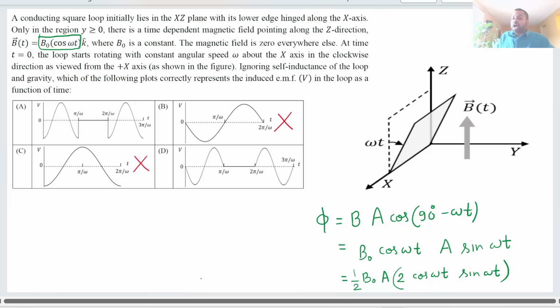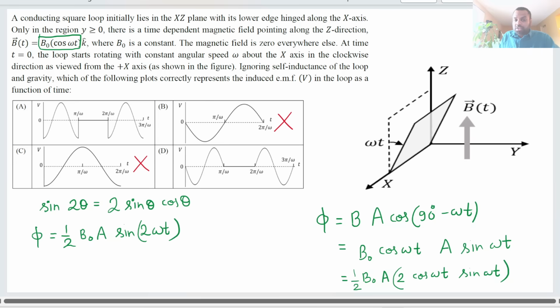ये हो गया. अब आप ये फॉर्मूला ध्यान रखिए कि साइन 2 थीटा, ये ट्रिग्नोमेट्री का फॉर्मूला है, 2 साइन थीटा कोसाइन थीटा, राइट? तो इसको अगर हम यूज करें तो हमें मिल जाएगा जो फी है वो हो जाएगा आपका हाफ बी नॉट ए, और ये हो जाएगा आपका साइन 2 ओमेगा टी. देखिए कितना सिंपल हो गया आपका फी, राइट?